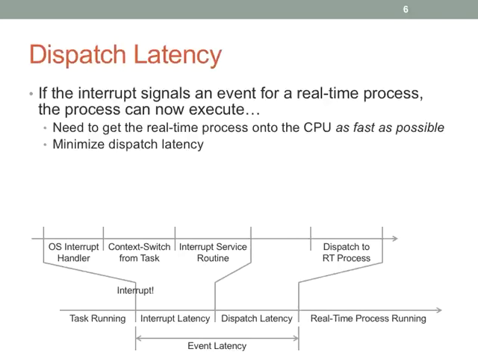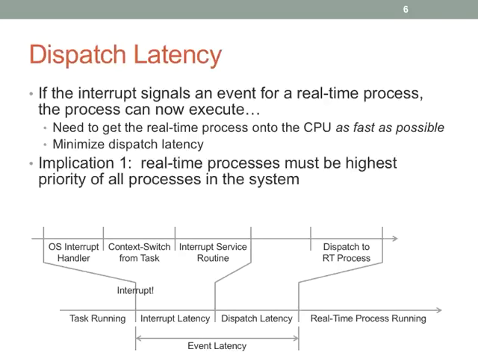So we have interrupt latency, and now we're talking about dispatch latency. We now need to switch to the process that is responsible for handling that interrupt. Remember, we had the scheduler and we had the dispatcher. The dispatcher needs to go as fast as possible, but we already needed that anyway, so that's not a big deal. And there are a few implications which are not subtle at all.